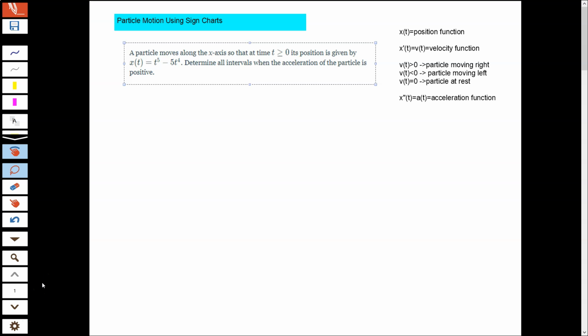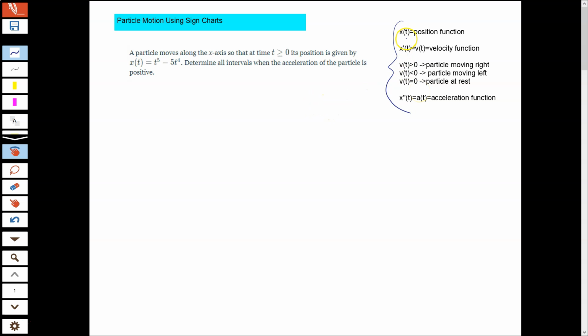Okay, team. In this lesson, we're going to apply our sign charts and our knowledge of derivatives back to our particle motion problems. It's been a little while since we've seen one of these, so I've given you some hints here on the right-hand side. Make sure you get this in your notes if you don't have a good reference in this already.